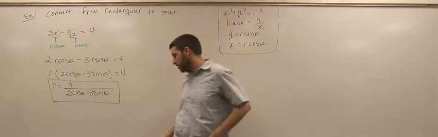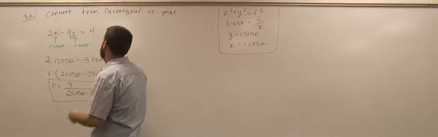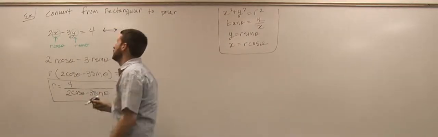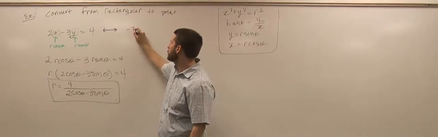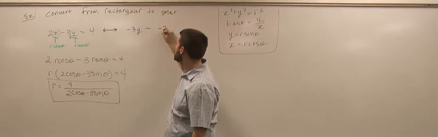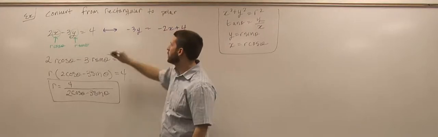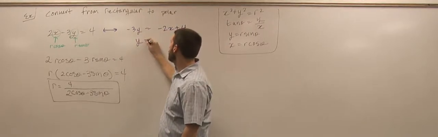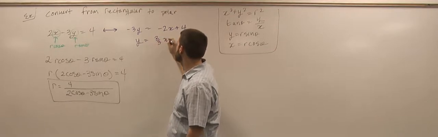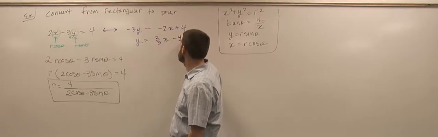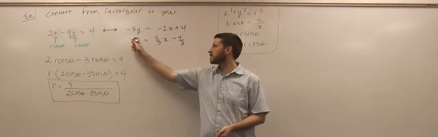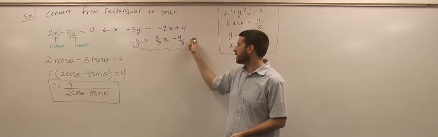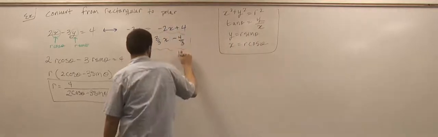What is the first equation if I graphed it? If you solve this for y, what do you get? Negative 3y equals negative 2x plus 4. Divide by negative 3. Y equals 2/3 x minus 4/3. So I solve for y. What does this look like? It's a line.